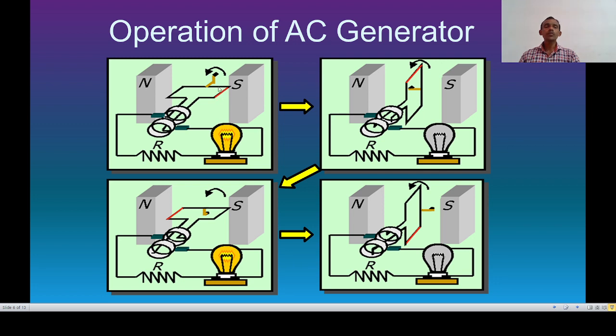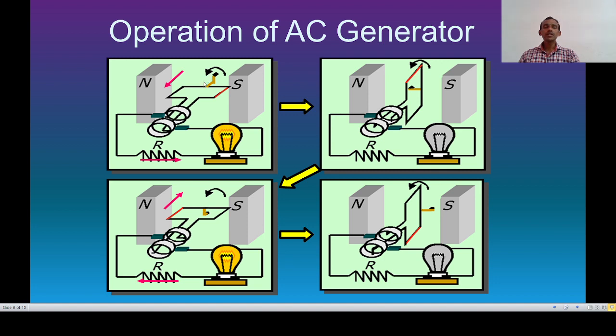and the induced current will flow through the winding, and therefore the bulb will glow. Now, the induced current will be as shown in the figure. That is, the arrow mark shows the induced EMF or induced current flowing in this armature winding.